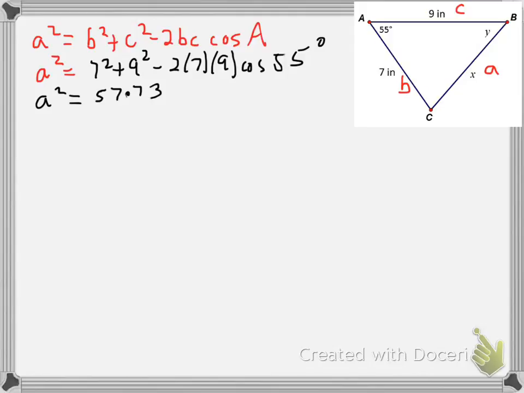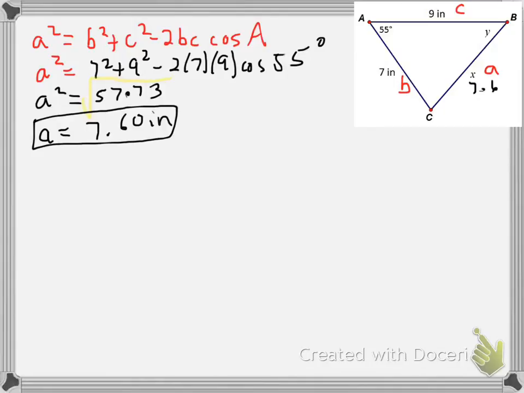When I typed it in the calculator, I got 57.73. Now I'm keeping all the decimals on my calculator, but I'm only going to write that there. So a is going to be the square root of that. If I square root it, I type that in the calculator, second square root, second negative sign, the answer, and I get about 7.60 inches. So I'm going to write that in there, 7.6. Okay?